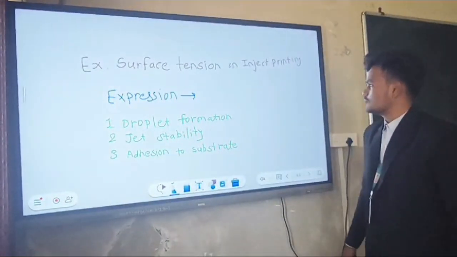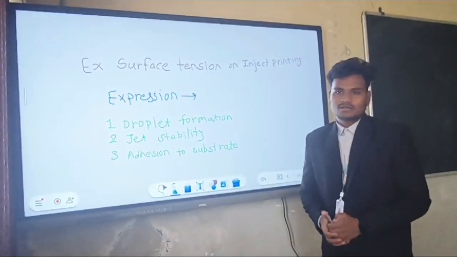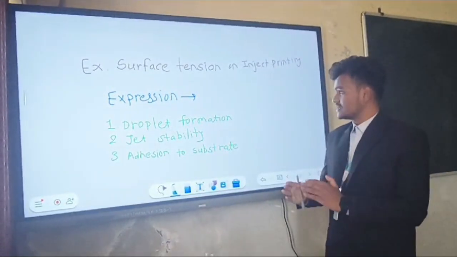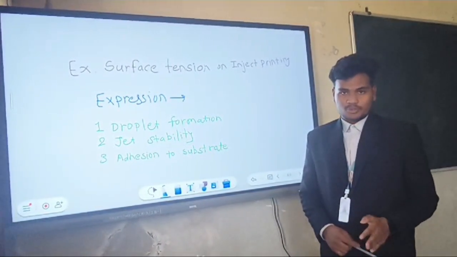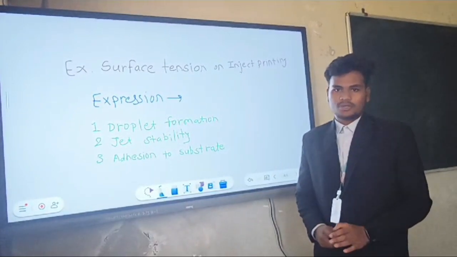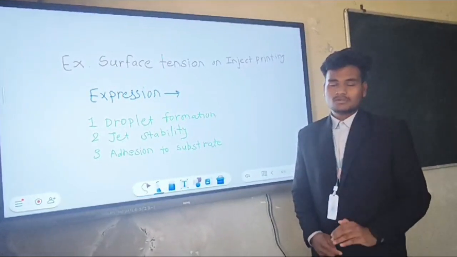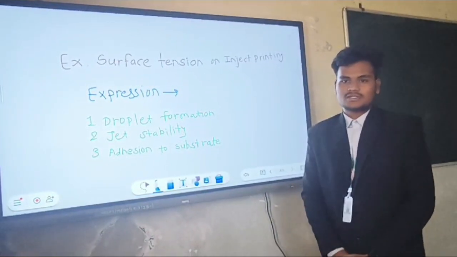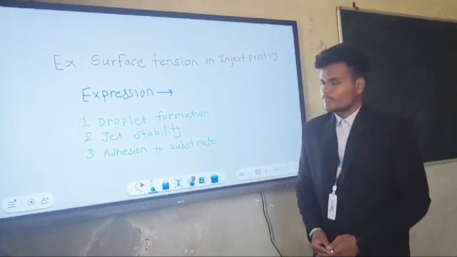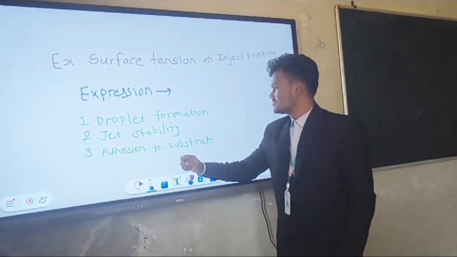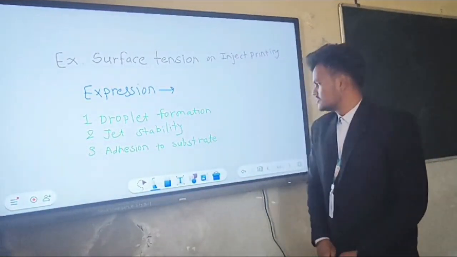Here I take one example of surface tension, which is inkjet printing. Inkjet printing relies on surface tension to control the formation and deposition of tiny ink droplets on a substrate. The process involves ink passing through a nozzle, where surface tension plays an important role. So here is the explanation. First is droplet formation, after that jet stability, and third one is adhesion to substrate.